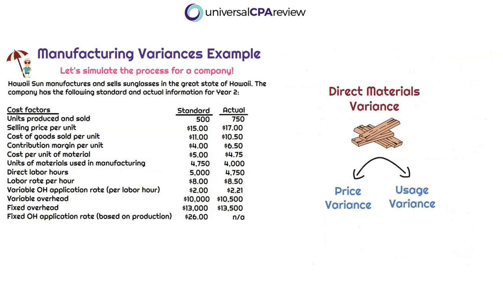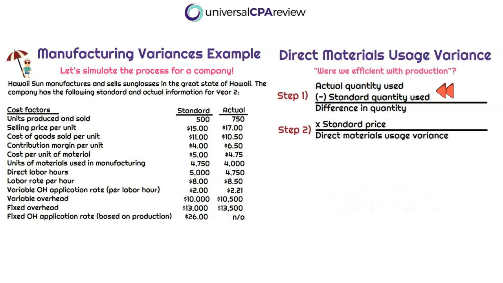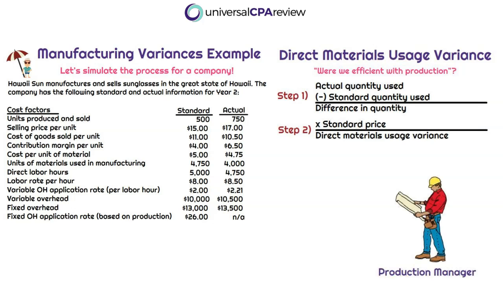Now, the other variance related to direct materials is the actual usage. And this is where we're going to focus on the quantity actually used in production versus the standard or budgeted quantity that would have been used. So then what we're going to do is apply the standard cost per unit that we expected to pay, and that will give us our direct materials usage variance. So this is actually going to be the responsibility of the production manager. Right? The goal in the production process is to use as little of material as possible for production.